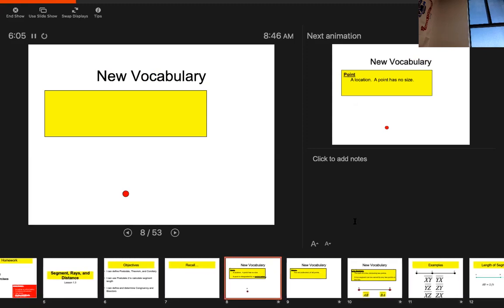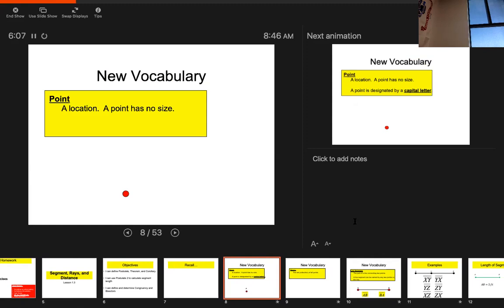We call this a point. Right? A point is just a location. It's not a physical size. It's not a shape. Right? It's just a location in space.